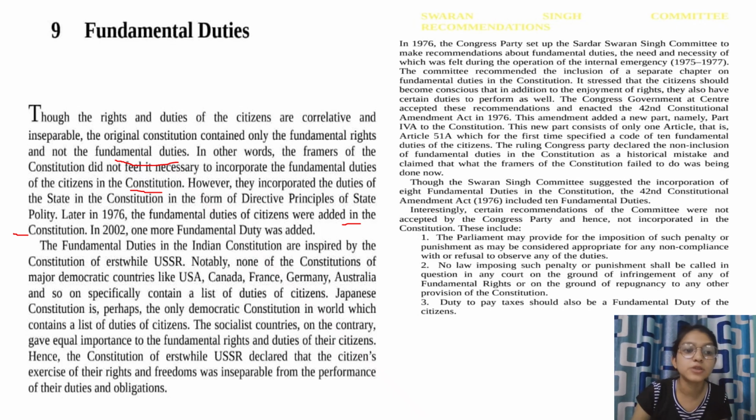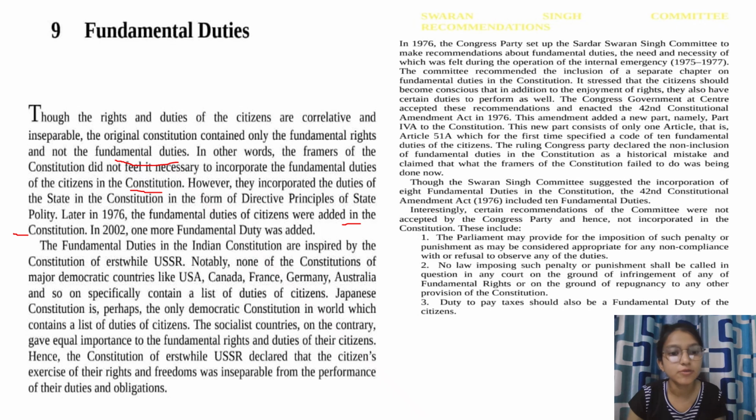Notably, none of the constitutions of major democratic countries like USA, Canada, France, Germany, Australia, and so on specifically contain a list of duties of citizens. Those countries were very popular and very powerful, but they also didn't have a proper chapter on fundamental duties. The Japanese constitution is perhaps the only democratic constitution in the world which contains a list of duties of citizens, incorporated for the citizens to follow.